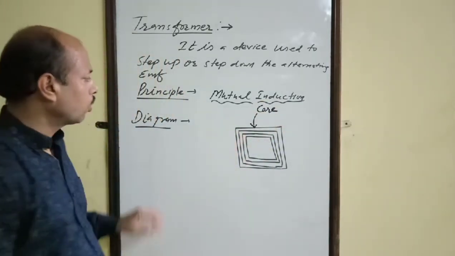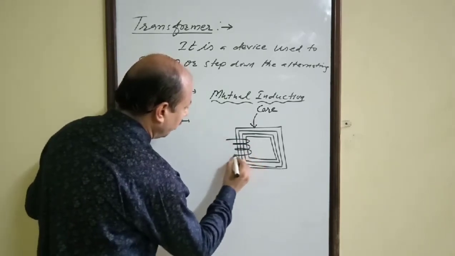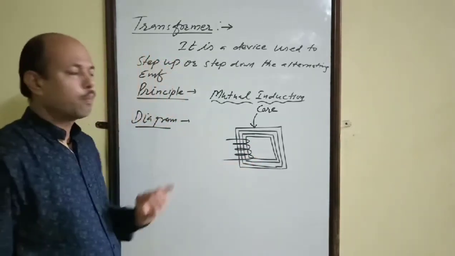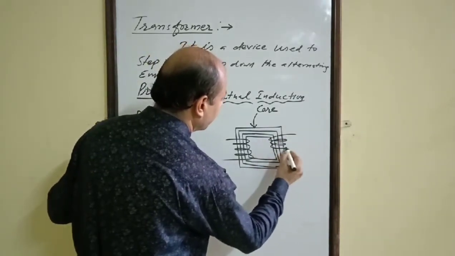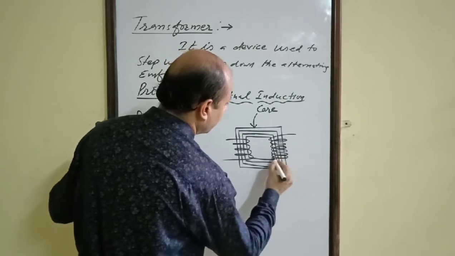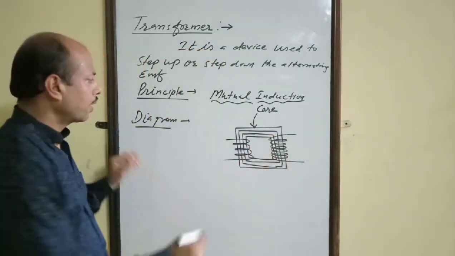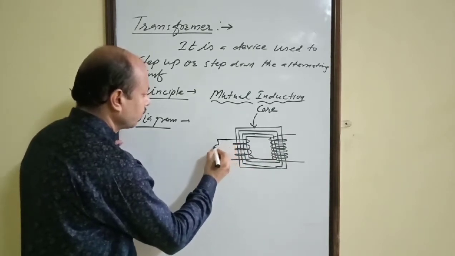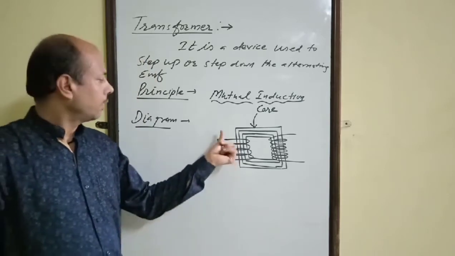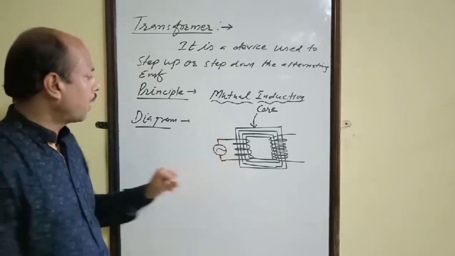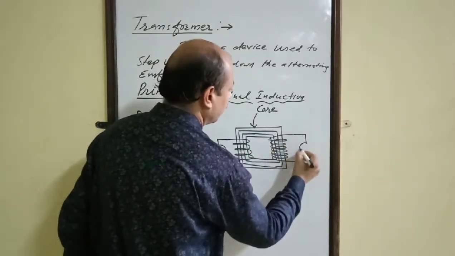This is the transformer core. On this side there is the primary coil, and on this side is the secondary coil. Here is the EMF of the primary coil, and here is the EMF of the secondary coil.